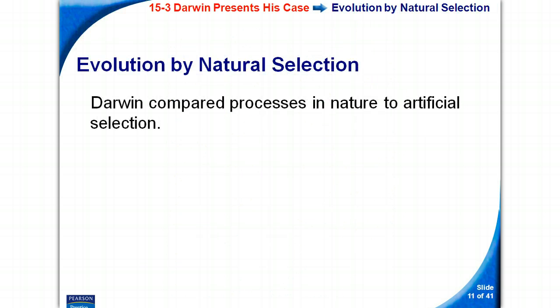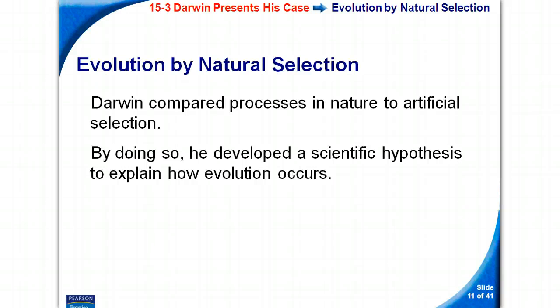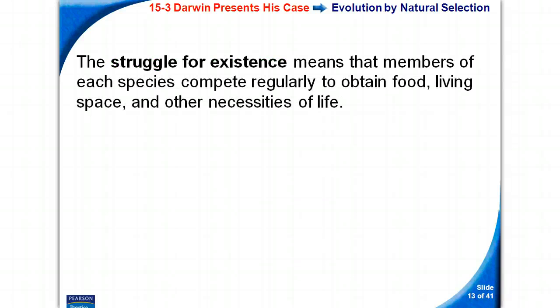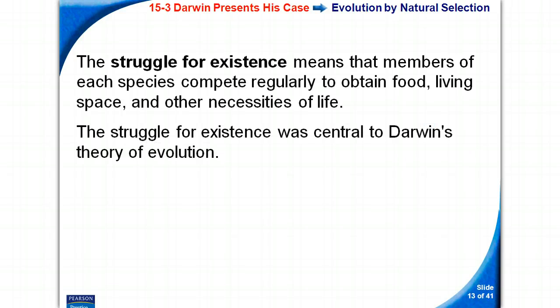Evolution by natural selection. Darwin compared processes in nature to artificial selection. By doing so, he developed a scientific hypothesis to explain how evolution occurs. The struggle for existence. Darwin realized that high birth rates and a shortage of life's basic needs would force organisms to compete for resources. The struggle for existence means that members of each species compete regularly to obtain food, living space, and other necessities of life. The struggle for existence was central to Darwin's theory of evolution.